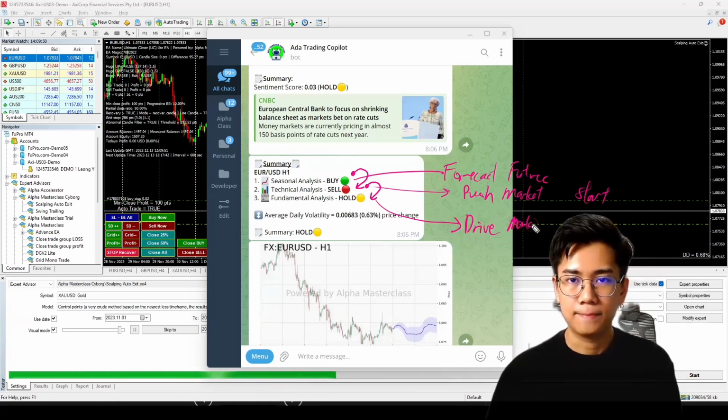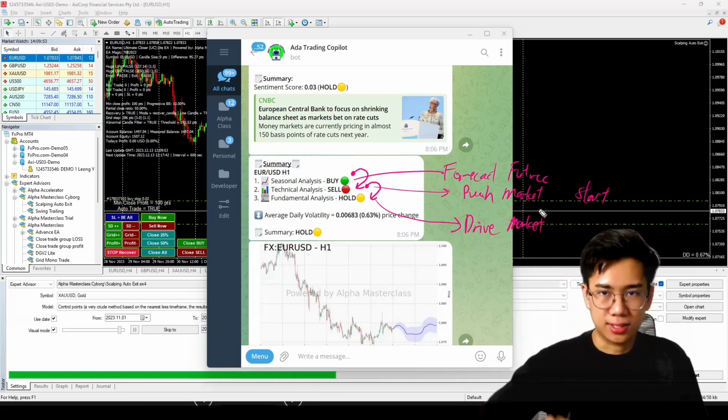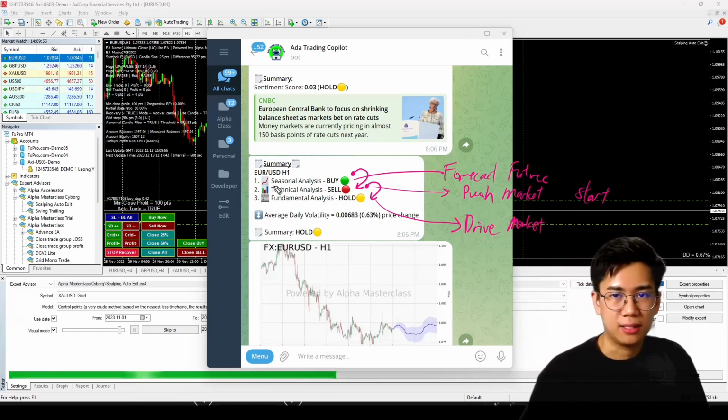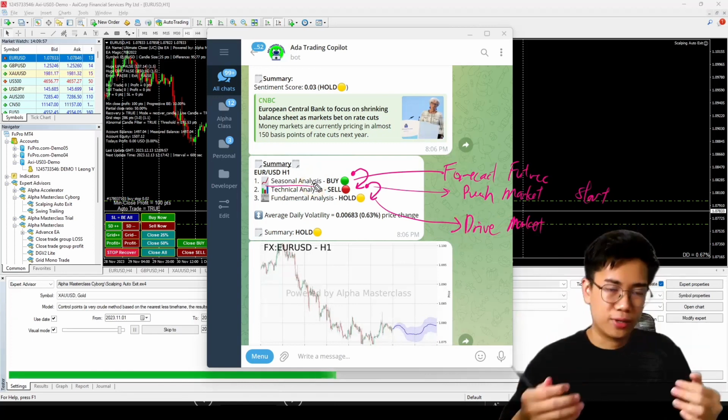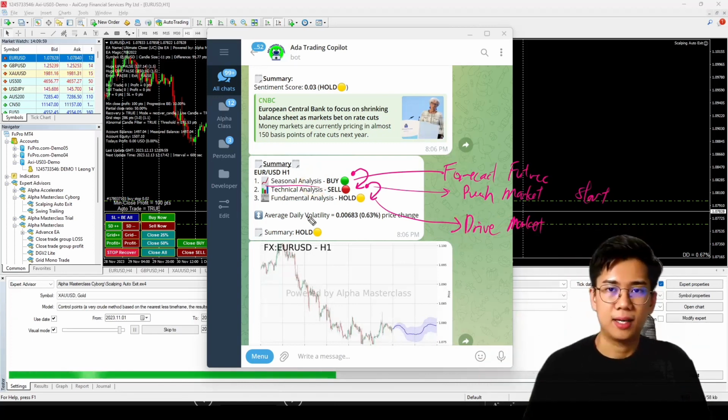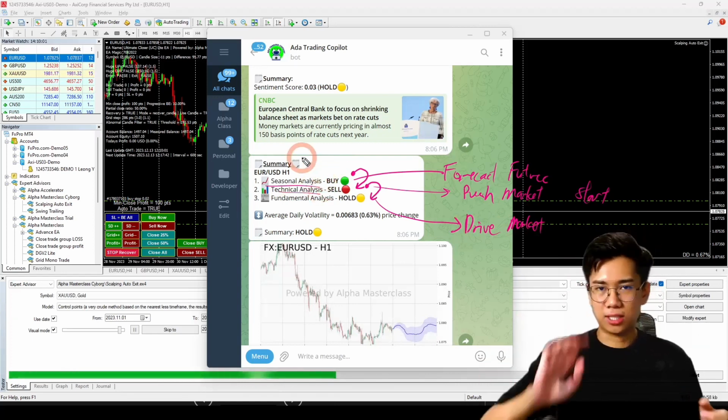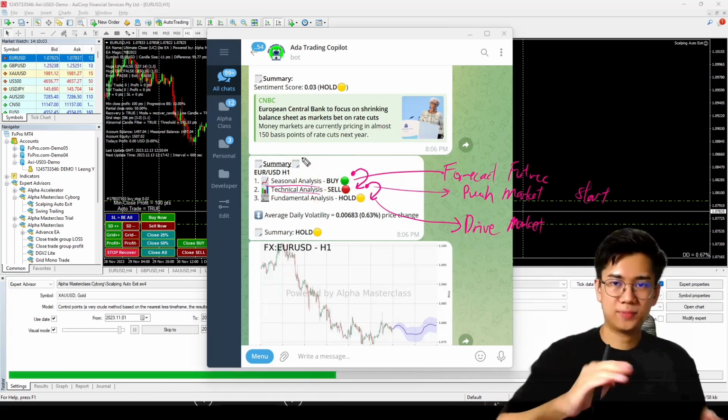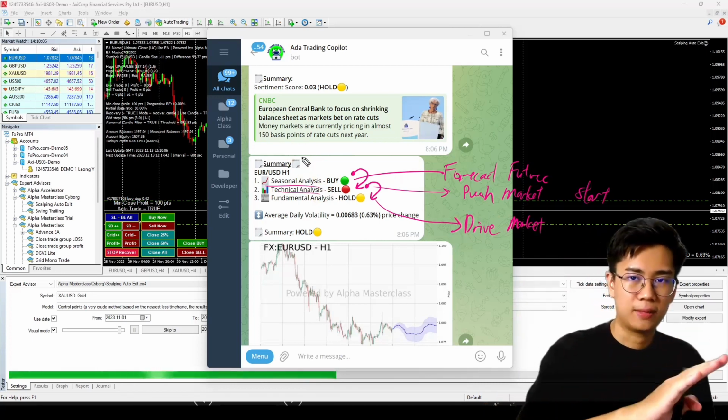the news continues to drive the market. Something like this: seasonal is you start the engine. You know that you're going to move already, you just start the engine. Technical analysis is you start to press the pedal. Then you start to accelerate and jump up.